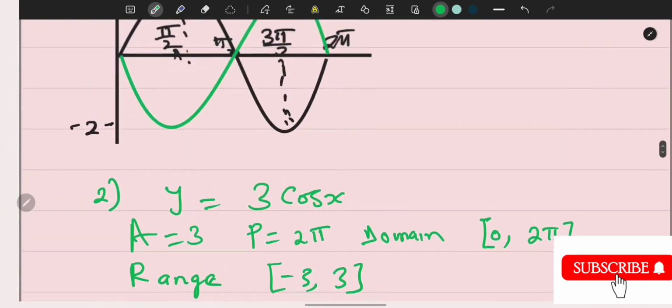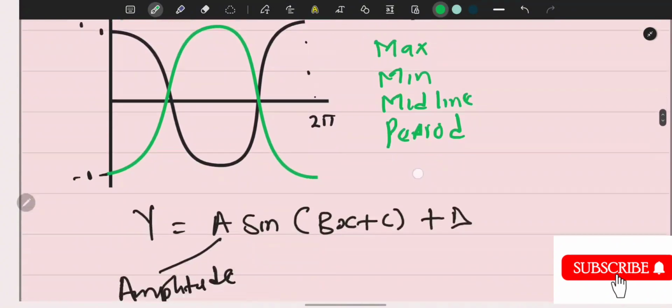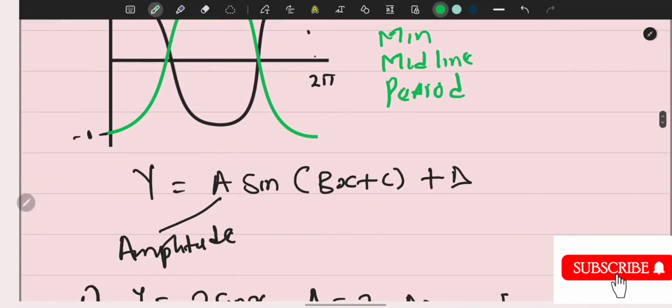In the next class we're going to consider how to determine the period of a function using this formula. We have vertical shifts, likewise we have horizontal shifts. So these are the things we're going to consider in the next class.